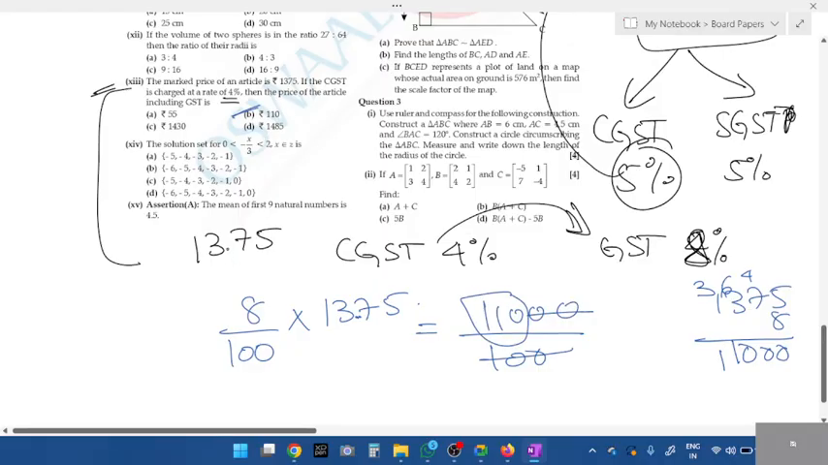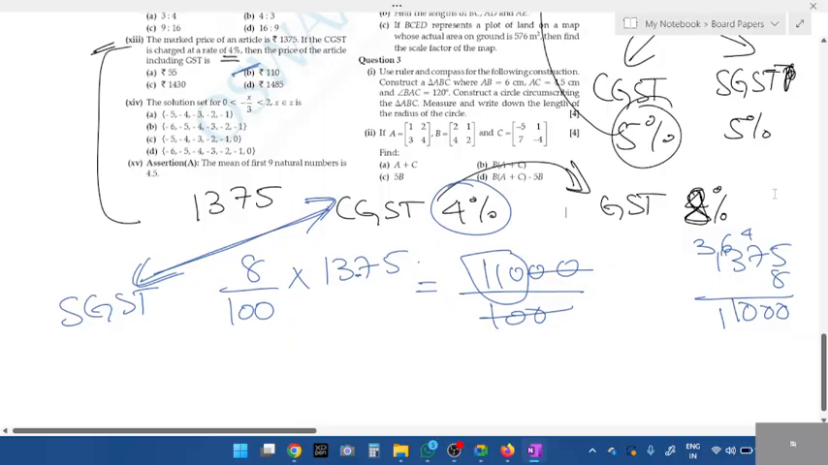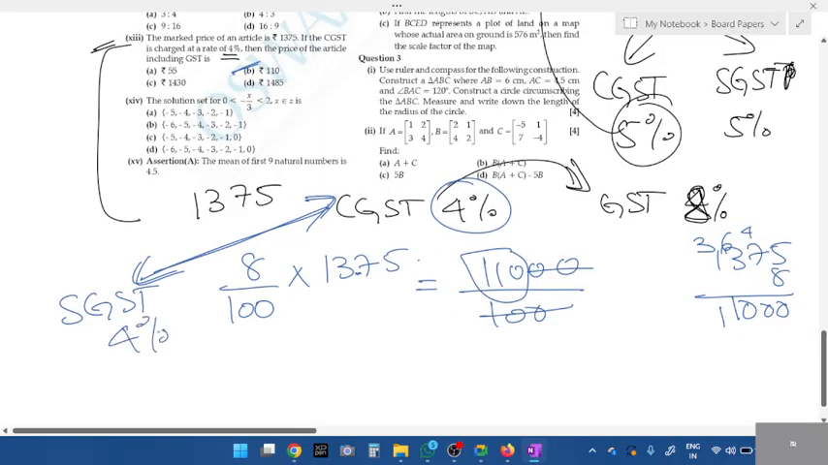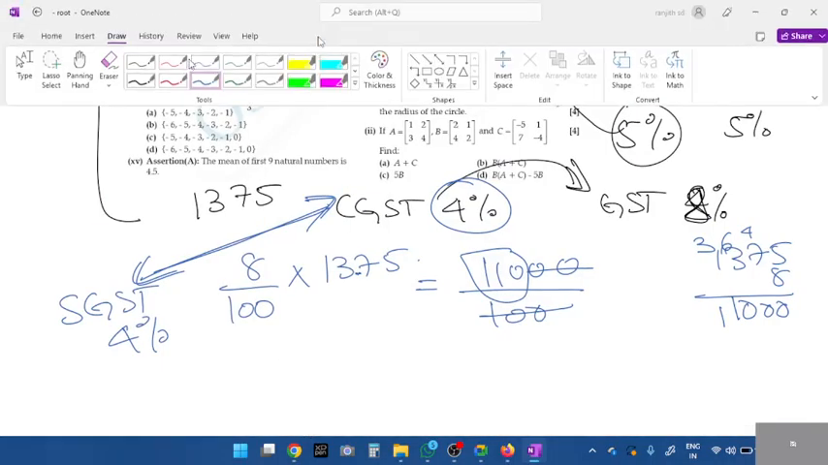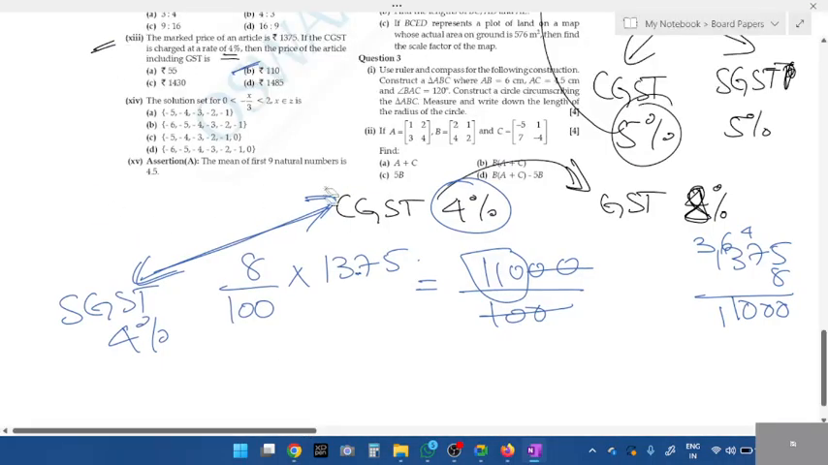All of you got the concept? Understood the concept? Okay, if it is CGST and they ask you to find SGST, students, will the percentage be the same or different? Look at the diagram here and explain. It will be the same, 4%. So don't get confused. If they ask SGST, calculate 4% and mark the answer. Maximum only these types of questions they're asking.